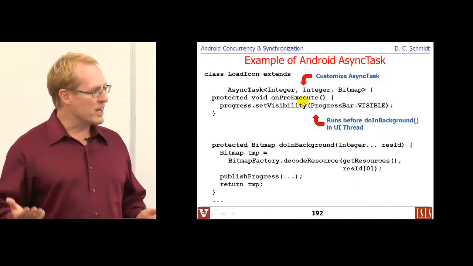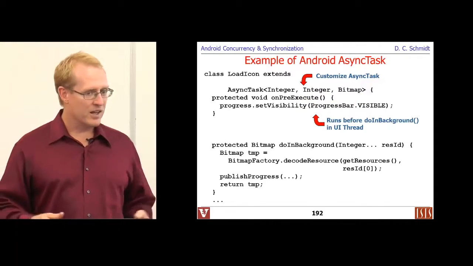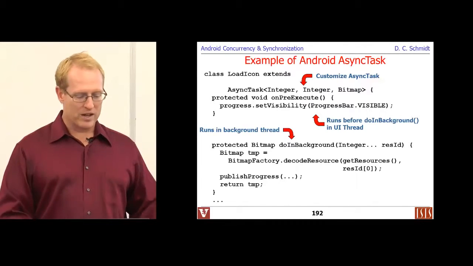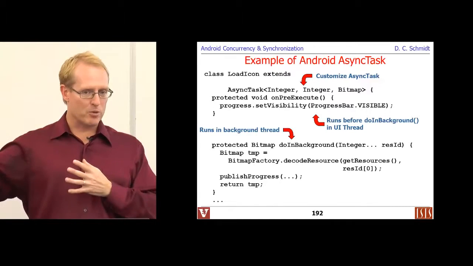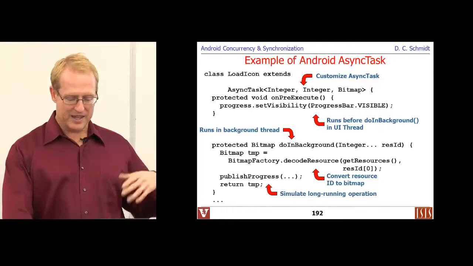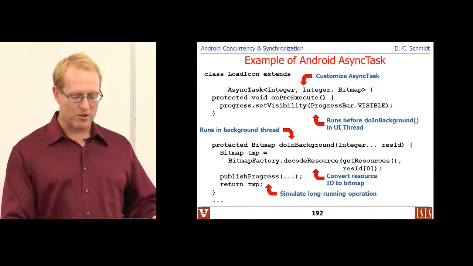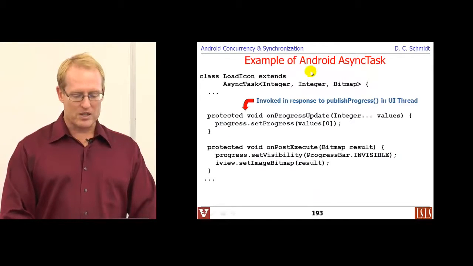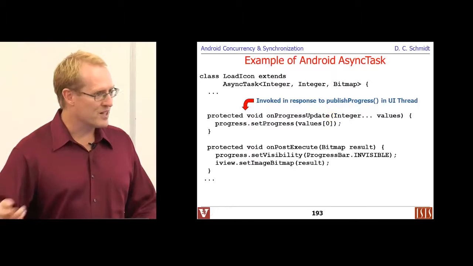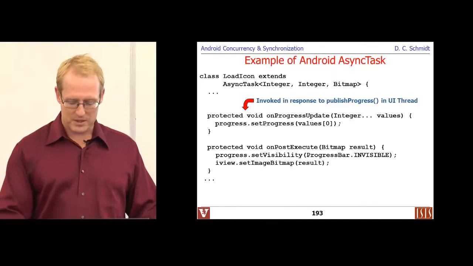It's got an onPreExecute method. This gets called in the main thread of control before we do anything in the background. What we do here is we just make the progress bar visible. And then we run a background thread. This runs in a separate thread of control, not the UI thread. That decodes the bitmap, and then it's going to update progress. Just to illustrate how you do this, you say publishProgress. That will end up calling this onProgressUpdate method, which runs in the UI thread. So you could do things like update the status bar in the UI thread as progress is taking place.